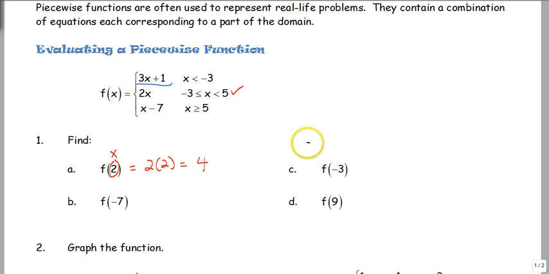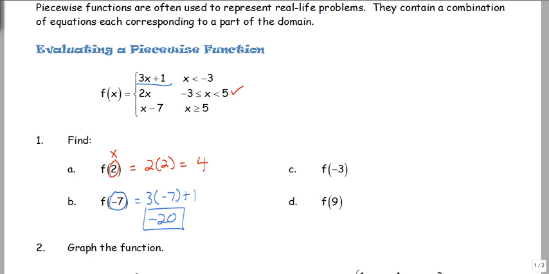If I look for, let's go to b. b is negative 7. Negative 7 is less than negative 3, so I'm going to use the 3x plus 1. So I'm going to throw that in. So I get a negative 21, so negative 20 is what the function is at that point.